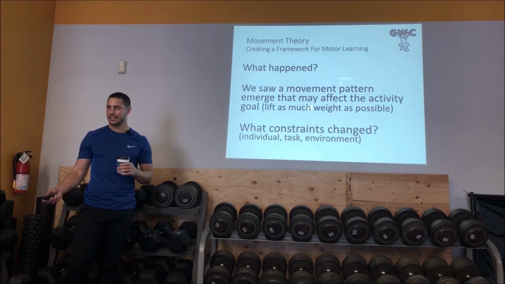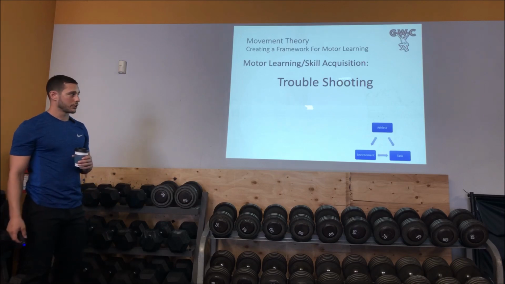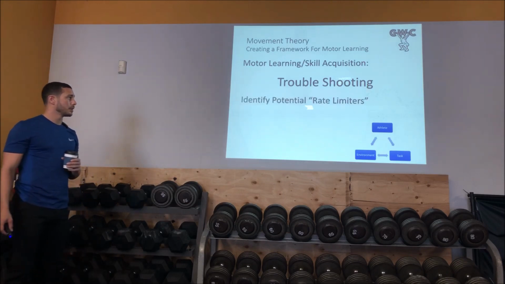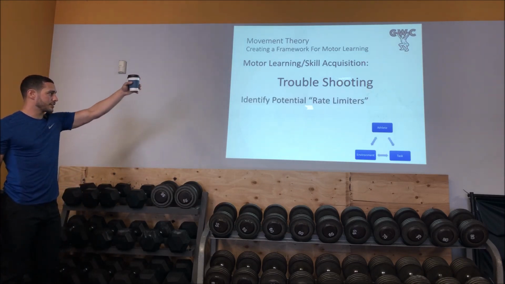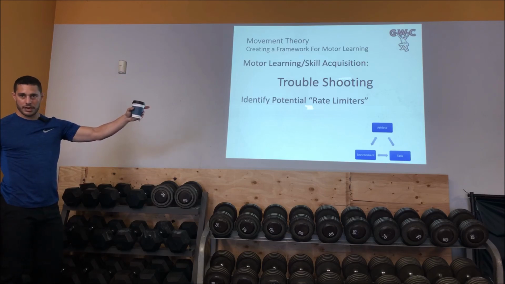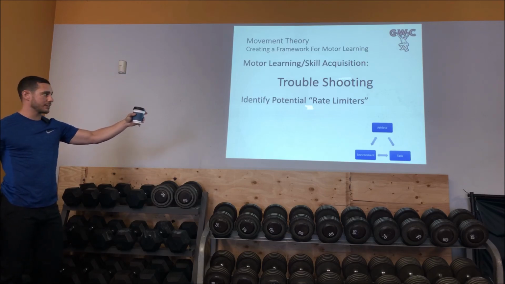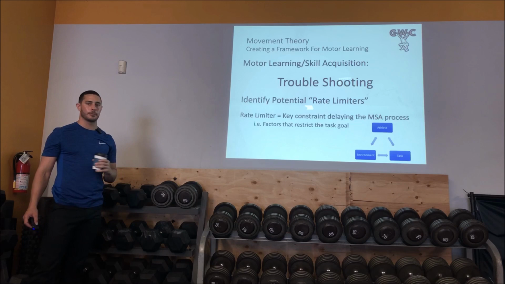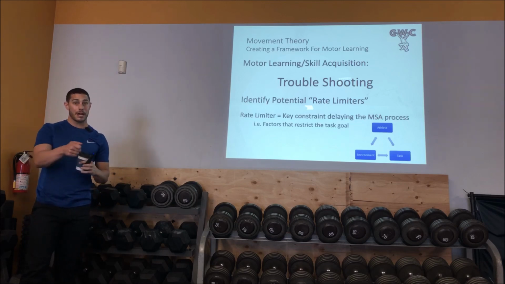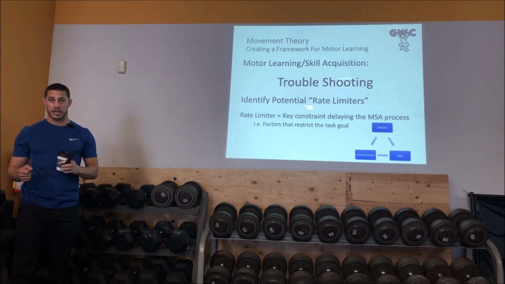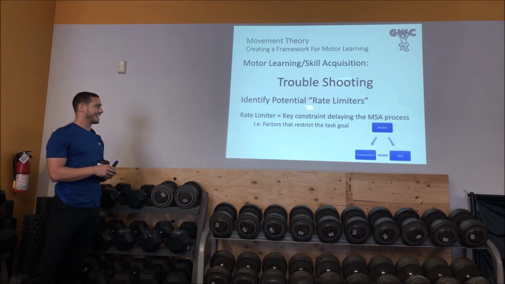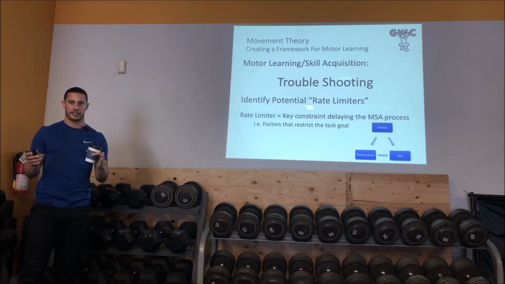Yeah, it got heavier, right? That's the obvious one. That's a task constraint. So let's troubleshoot a little bit. As coaches, this is what we do, okay? We identify constraints, which we'll define here as a rate limiter. It's the linchpin, or there might be more than one linchpin in certain scenarios. But it's the key constraint that's delaying the motor skill acquisition process. It's the real boundary condition.